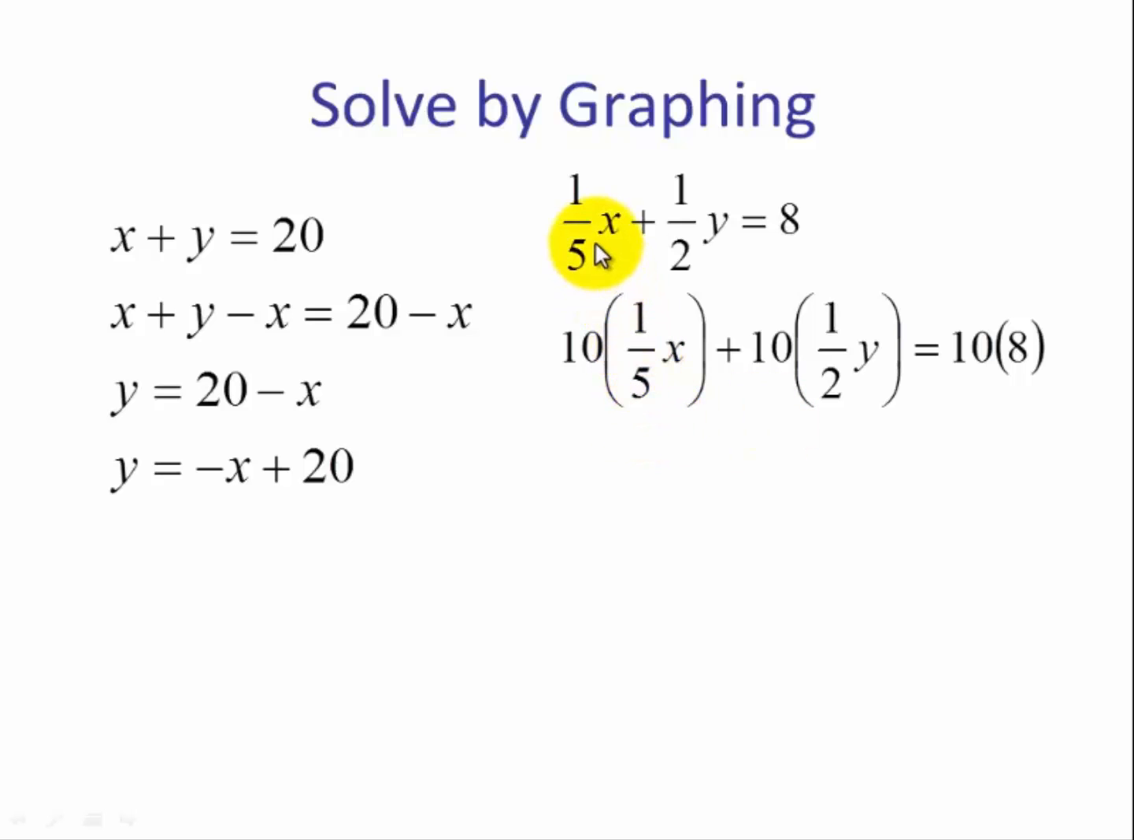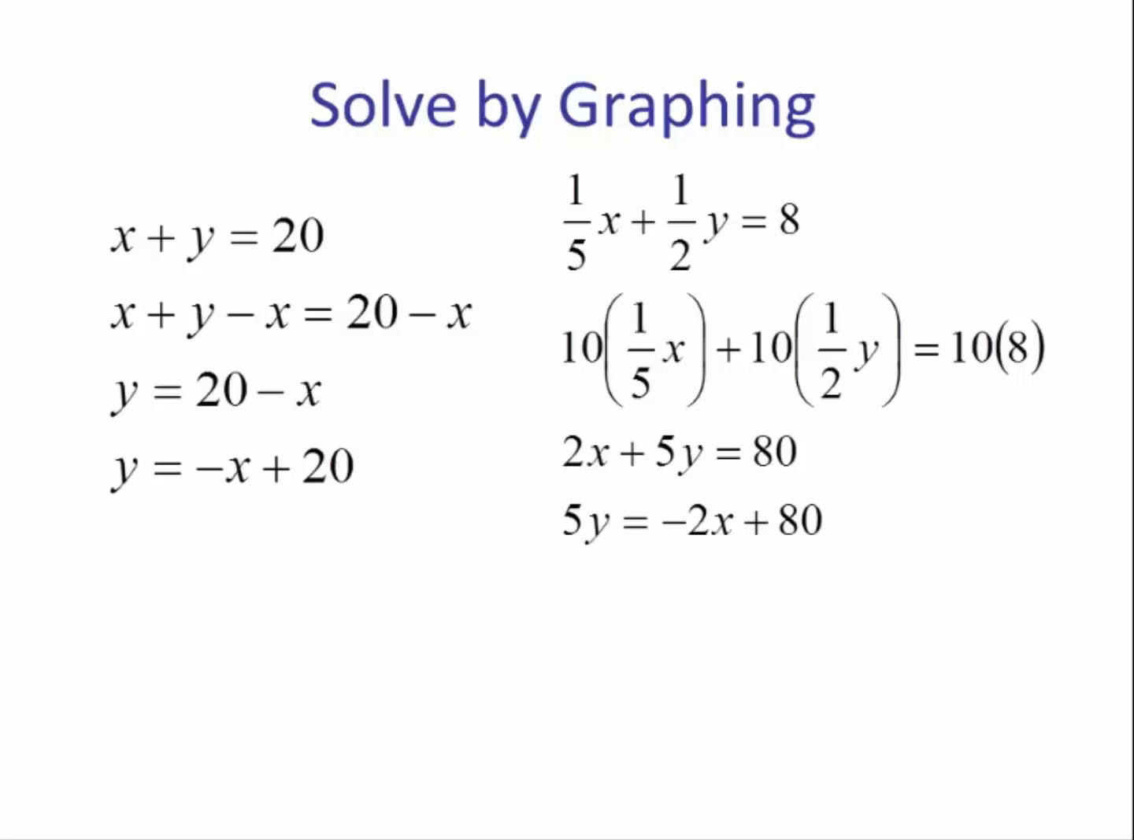So we have 10 times 1/5 x, 10 times 1/2 y, and 10 times 8. 10 times 1/5 is 2, 10 times 1/2 is 5, and 10 times 8 is 80. So we have 2x plus 5y equals 80. Solving for y, we subtract 2x from both sides. The next step, to isolate the y, we need to get rid of the 5.